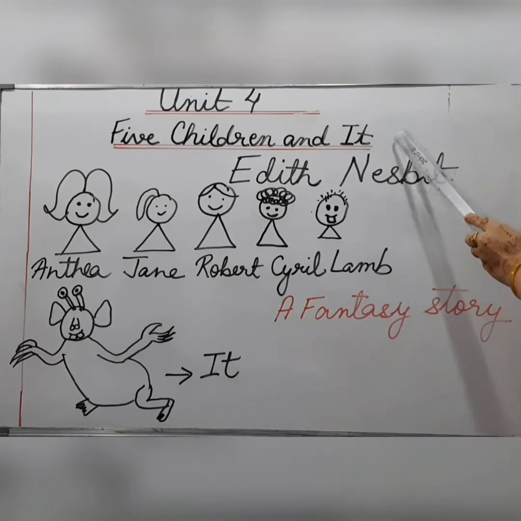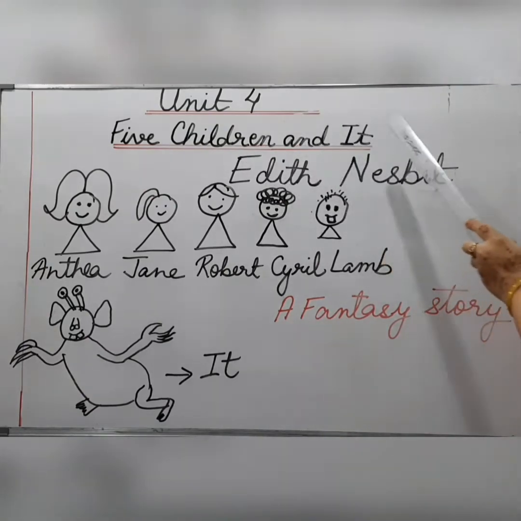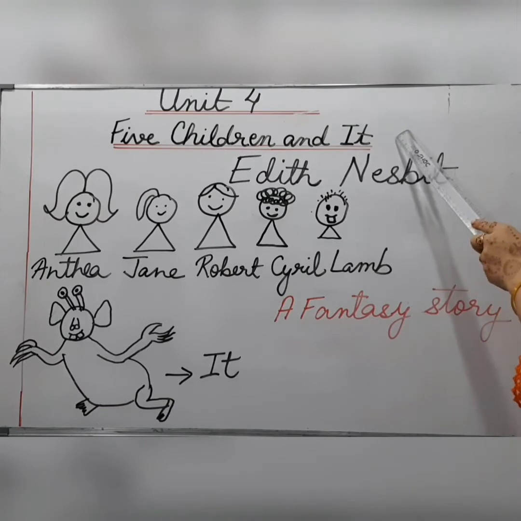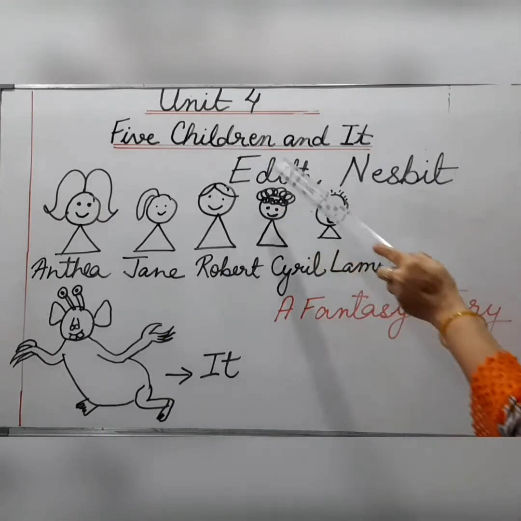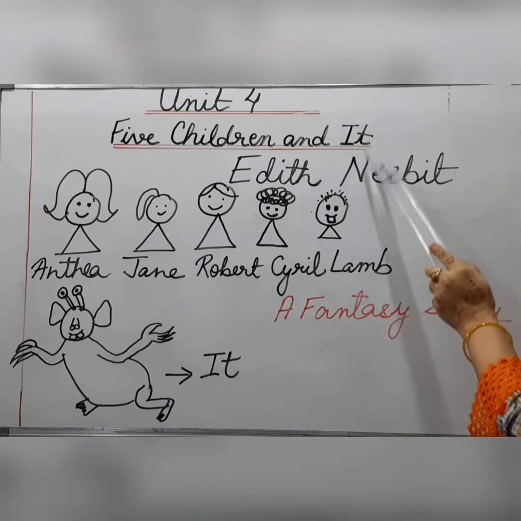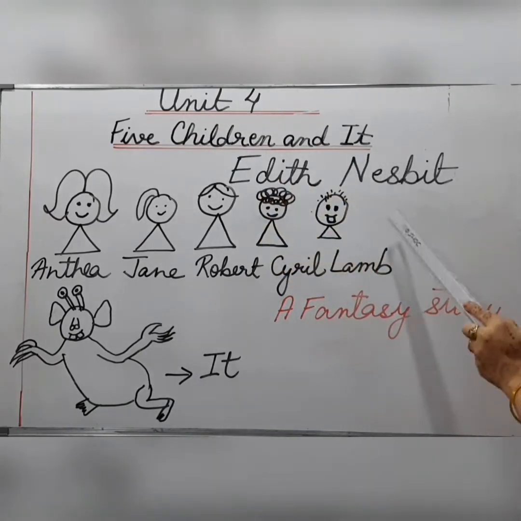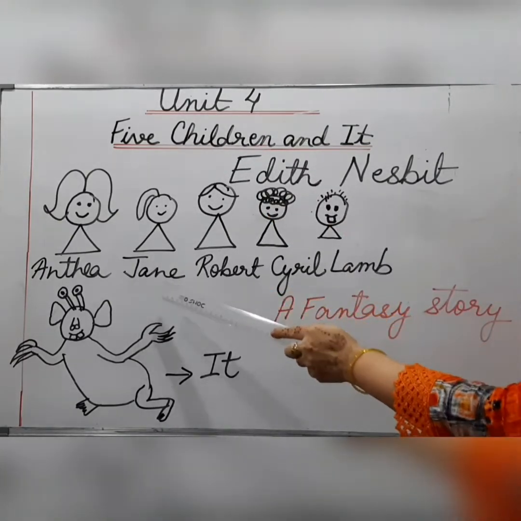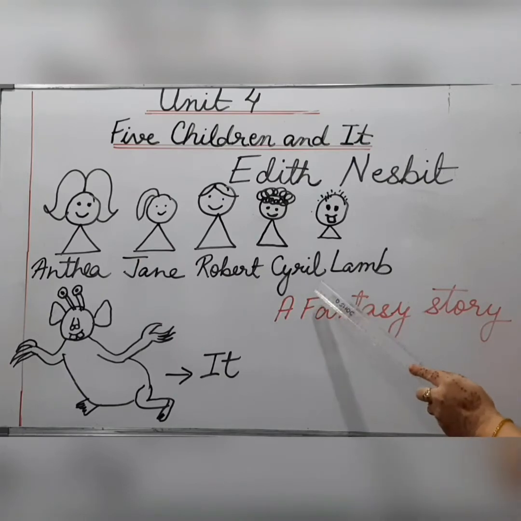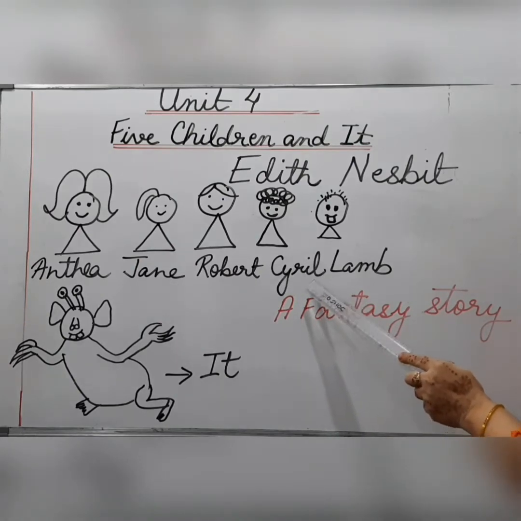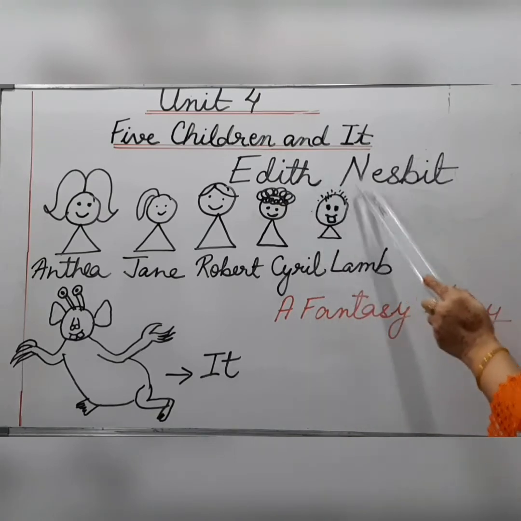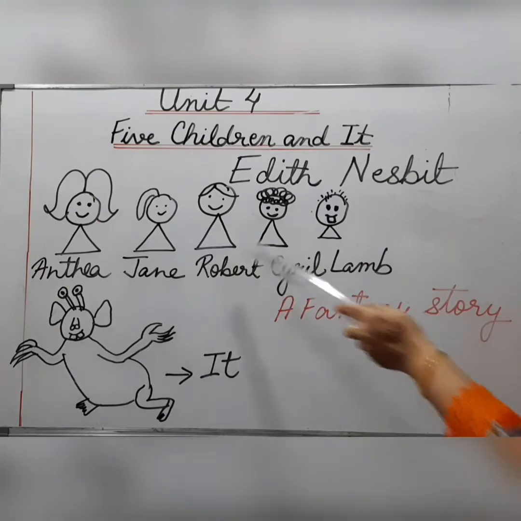So children, let's start the story 5 Children and It by Edith Nesbit. Before I explain the story, first we should understand the title of the story. This title is telling us that in this story there are 5 children. Who are they? Anthea, Jane, Robert, Cyril, and a small baby Lamb. You can pronounce it Cyril or Cyril, both are correct. So these are the 5 children.